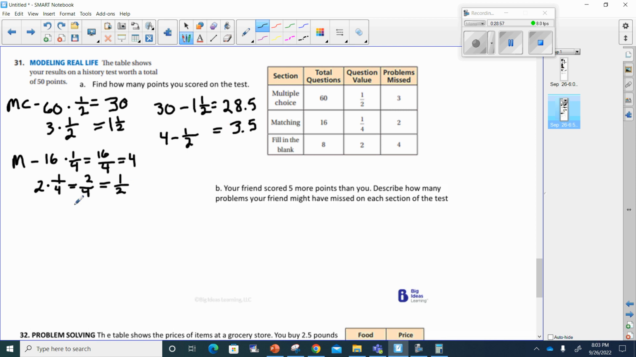Correct on the matching. Let's fill in the blank. This is a very weird question. We got 8, and this time each question is worth 2. So that's going to give me 16 possible questions.